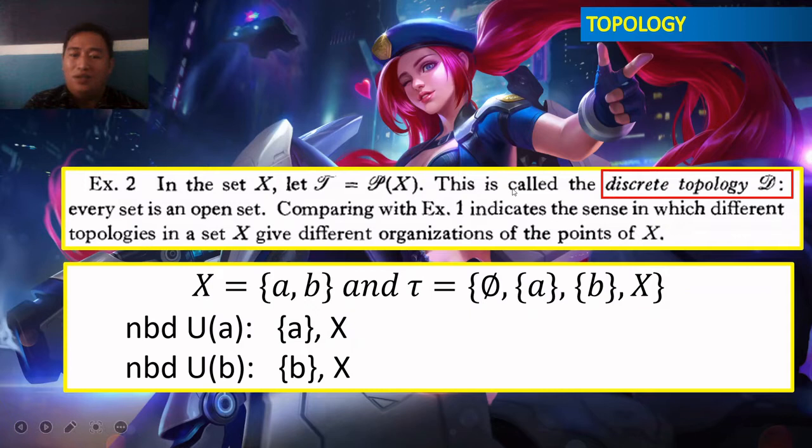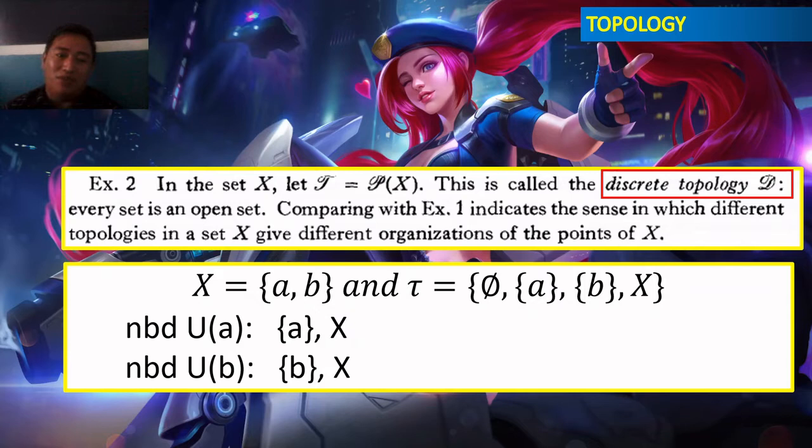This is called the discrete topology, script D. So, in this class, this topology is called the discrete topology, which we write as script D. Every set is an open set. Because the power set of X contains all subsets of X. So, comparing with example 1 indicates the sense in which different topologies in a set X give different organizations of the points of X.